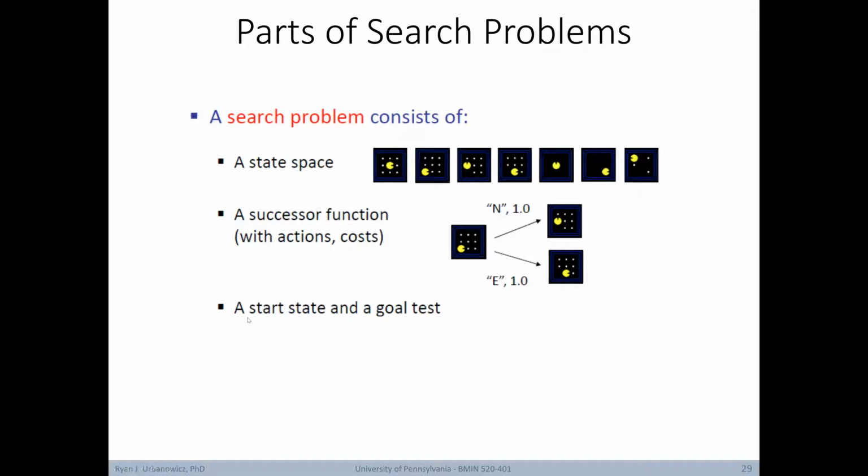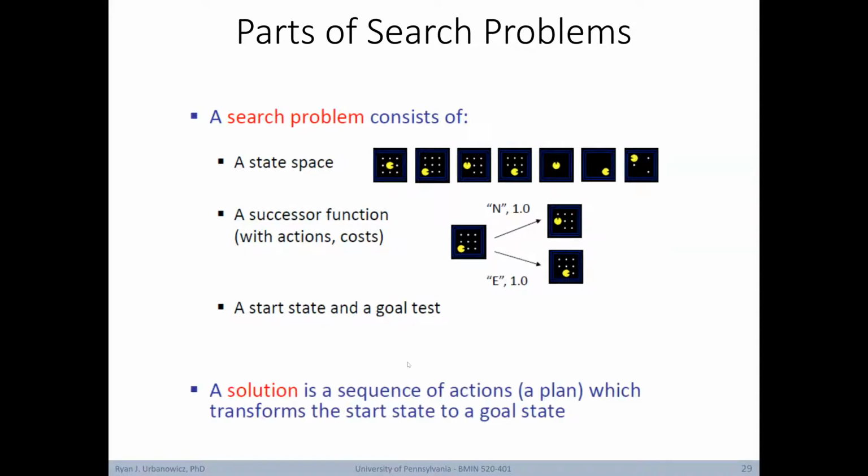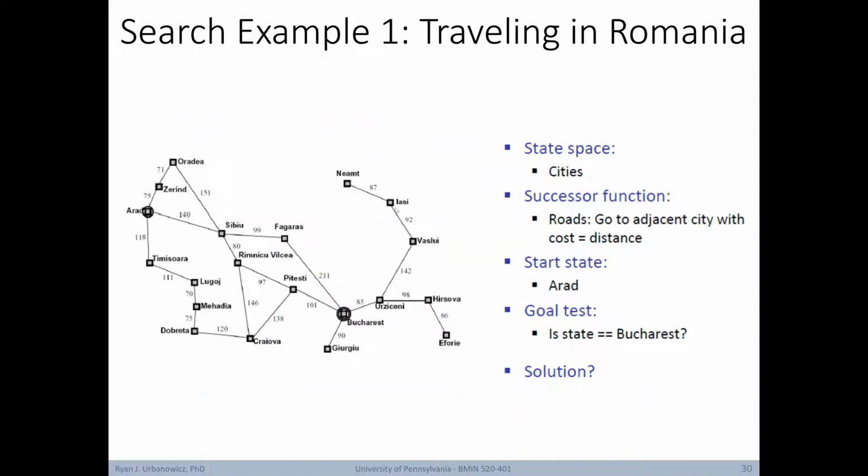Any search problem also has a starting state or initial point from which the search begins. And usually they have some goal, something that defines that we've reached the conclusion of our search. A solution to a search problem includes a sequence of actions, in other words a plan, which transforms the start state into the goal state. Now let's walk through some other specific examples of search problems.